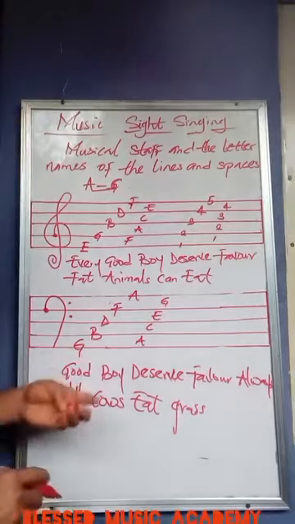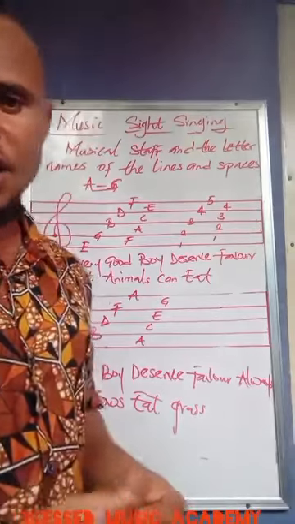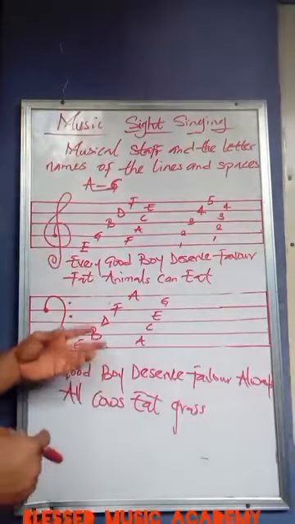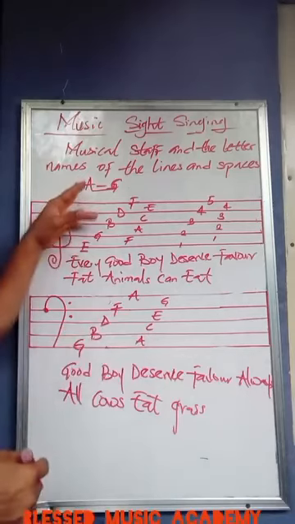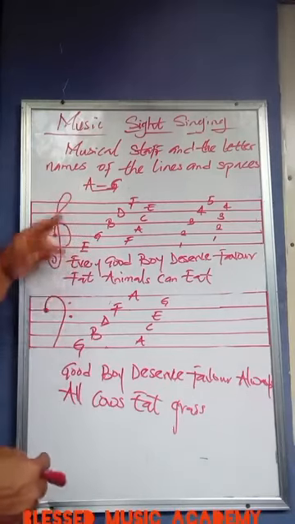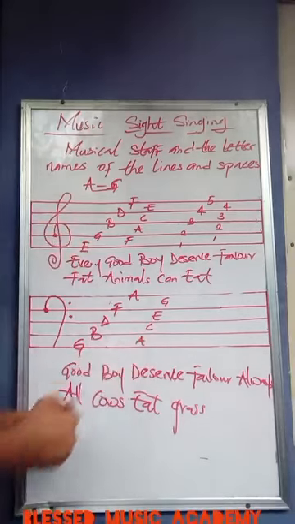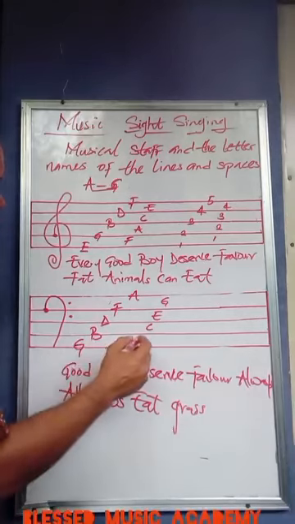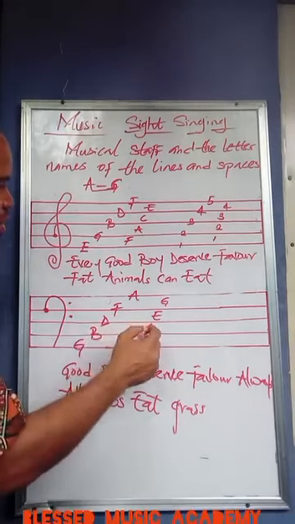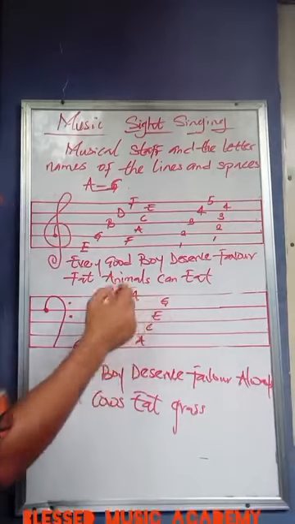Now this is very important in sight singing or sight reading. Very, very important that you know the lines and spaces of the bass staff. Like I told you, for an easier way, once you note the first line, which is G, the first space will be A, because after G you go back to A. So you have G, A, B, C, D, E, F, G, and A.